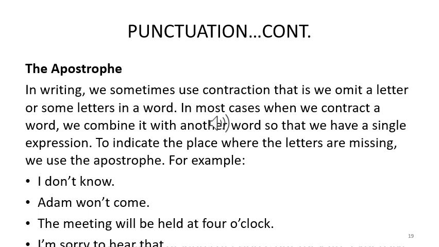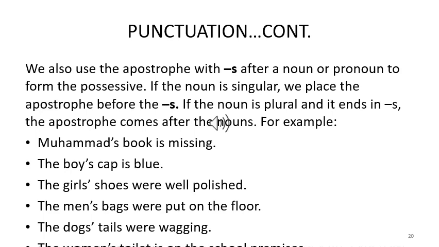So these are some of the places where we use the apostrophe. Slide number 20. We also use the apostrophe with S after a noun or pronoun to form what we call the possessive. When something belongs to someone, we tend to add an apostrophe and an S. When you see the apostrophe and the S, you know that that thing belongs to someone. It's a sign of possession.